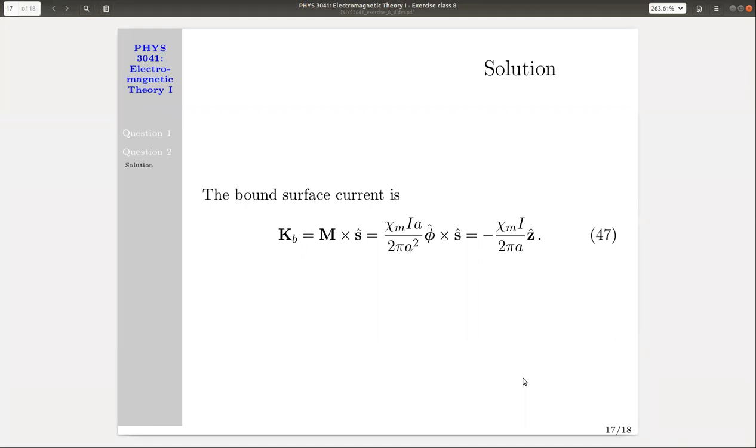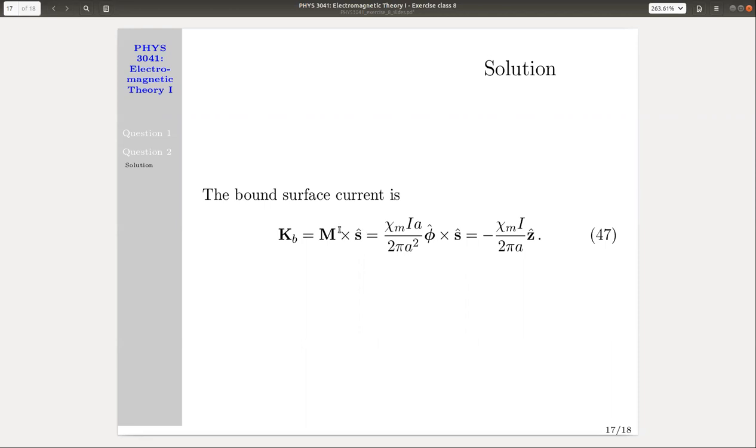And then the bound surface current is a cross product between the magnetization and the unit normal vector on the surface. So here we have a wire, which is basically a cylinder, and therefore the unit normal vector will be simply the s hat, the vector pointing radially from the axis.